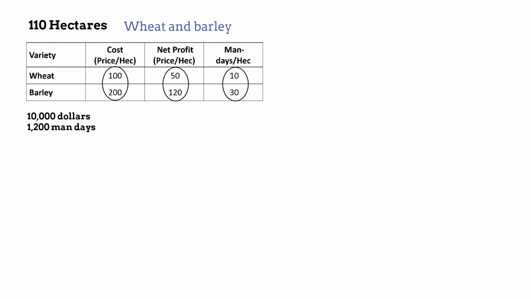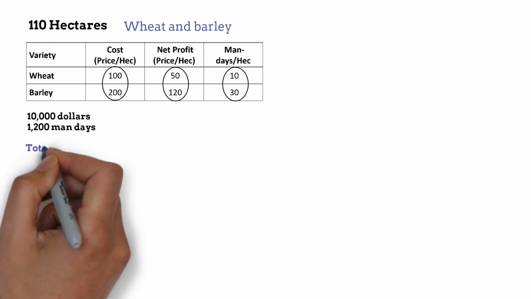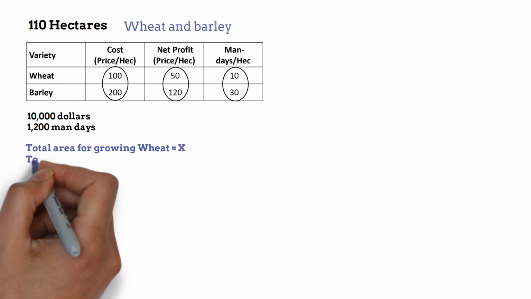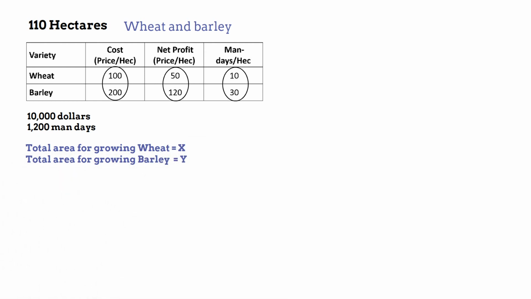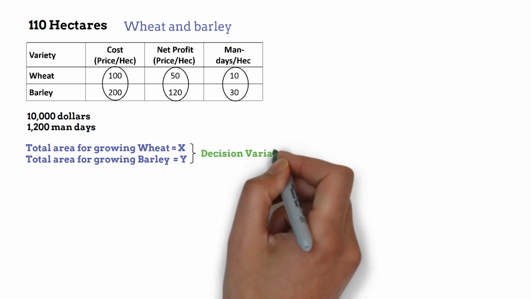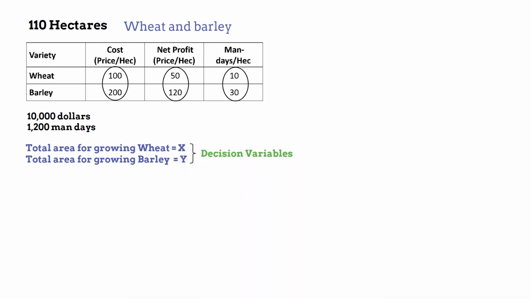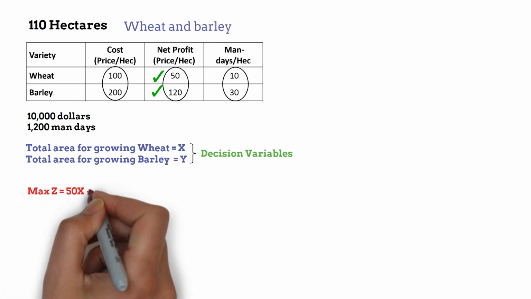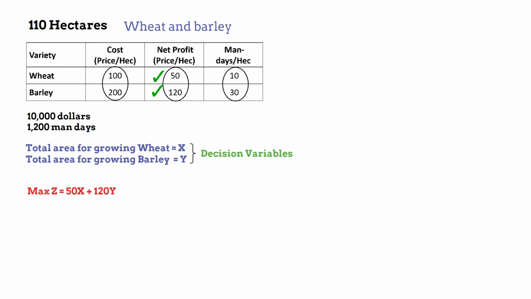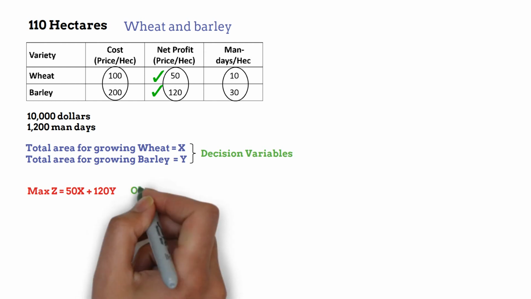Let us solve it. Suppose the total area for growing wheat is X hectares, and the total area for growing barley is Y hectares. These X and Y are called decision variables, meaning variables which will decide the output. The farmer earns a net profit of $50 for each hectare of wheat and $120 for each hectare of barley. If profit is denoted by Z, then maximum profit, Z, will be equal to 50x plus 120y. This is called the objective function.